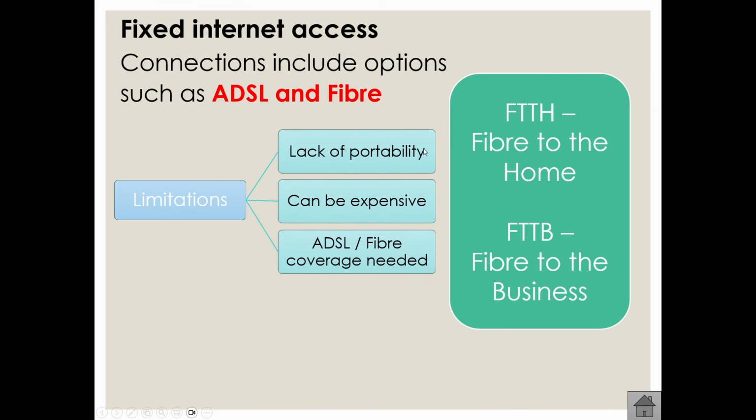Fiber to the home, this means there's a fiber cable that's running straight into your home, and then there's fiber to the business. Now, obviously, the speed you're going to get at home and the speed people get on a business line is very different, with very different priorities on that line as well.